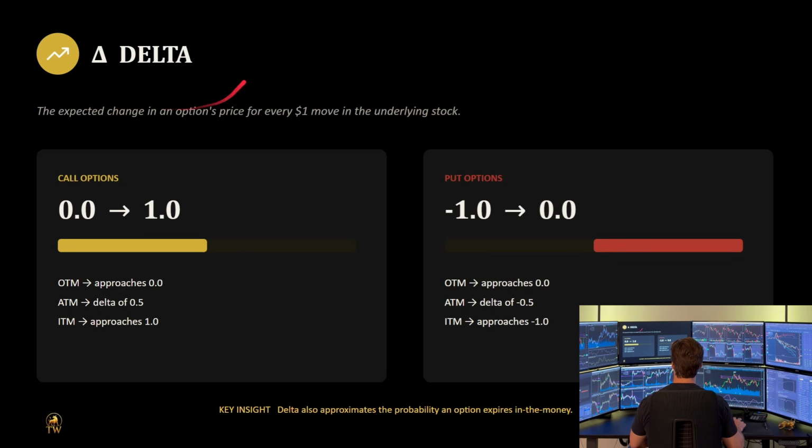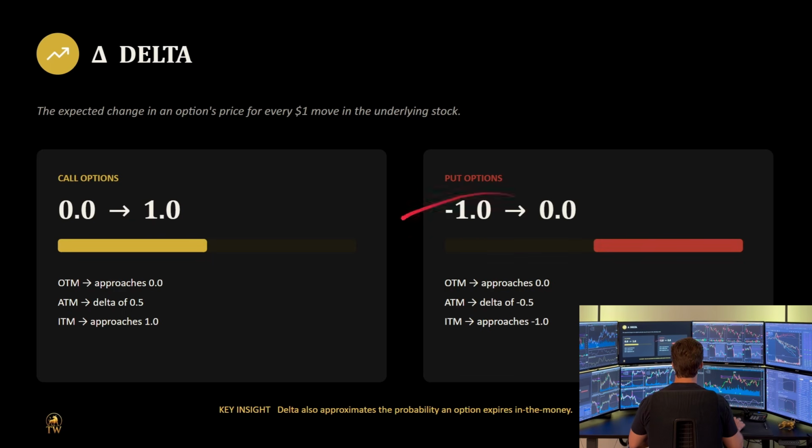So first off, let's start with delta. Delta is the expected change in an option's price for every $1 move in the underlying stock. A really basic example would be for calls. Let's say you have a call with a delta of 50. If the underlying price goes up by $1, your option should increase by 50 cents. If you have a call and the delta is 75, and the underlying goes up by $1, you can expect your option to increase by 75 cents.